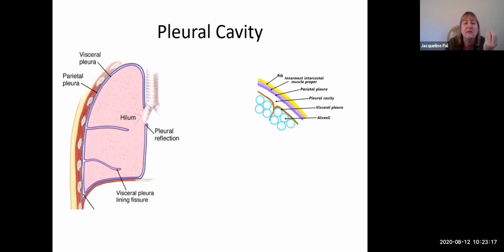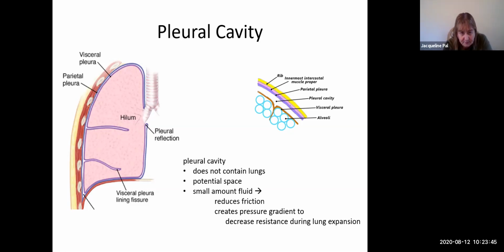I don't know why, but students often get confused about this, and they think that the lung is sitting in the pleural cavity. It's like they think the heart's sitting in the pleural cavity when it's not. So if we have a rib, and a little bit of muscle on the inside of the rib, whose muscles we didn't bother learning, then we would have the parietal pleura, followed by the pleural cavity, then the visceral pleura, and then you would be seeing all the alveoli in the lungs.